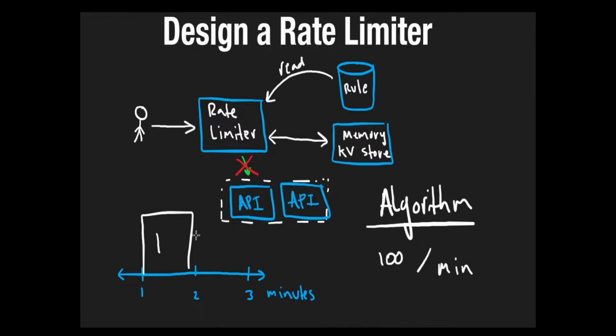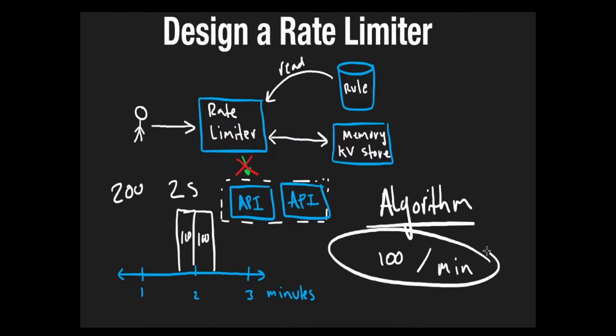Now, in theory here, a user, right before the minute is ending, right before it hits 12:02, could send 100 requests. And then right after it hits 12:02, there's a brand new minute, so they can send another 100 requests. So in the span possibly of 2 seconds, they were able to send 200 requests. That just broke our rate limiting rule here.